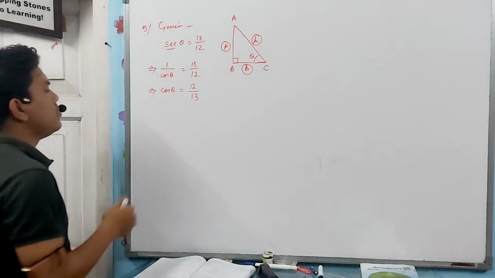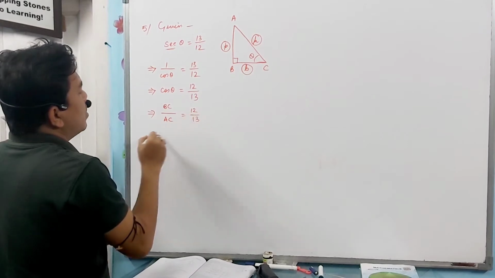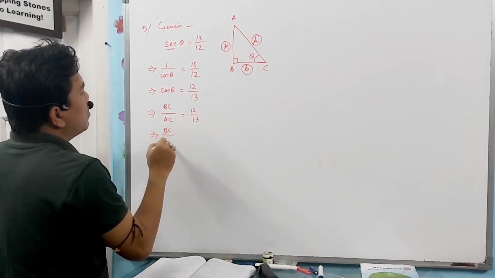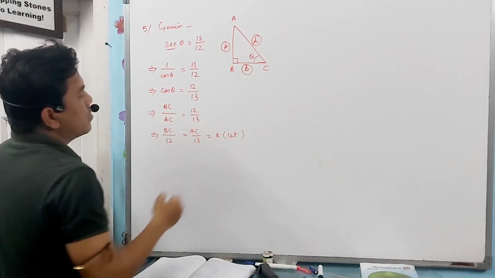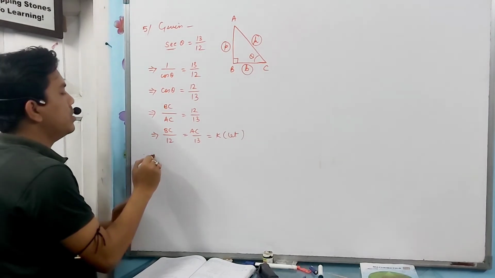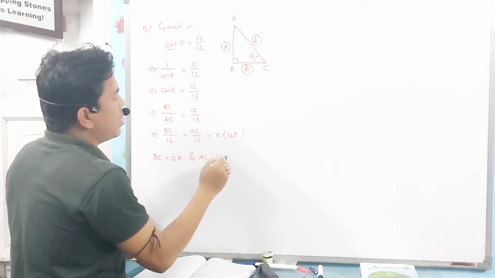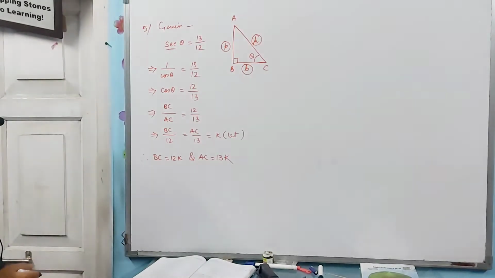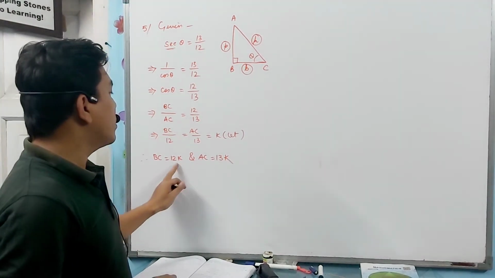Alright. So now, I told you, if it is cos, then it will be base by hypotenuse. What is base here? BC, and hypotenuse AC. So BC by AC is equal to 12 by 13. Now we'll do cross multiplication. BC by 12 will be equal to AC by 13. Just consider it as K. Therefore, we can say that BC will be equal to 12K and AC is equal to 13K. Now we know the value of BC and AC in terms of K as 12K and 13K.